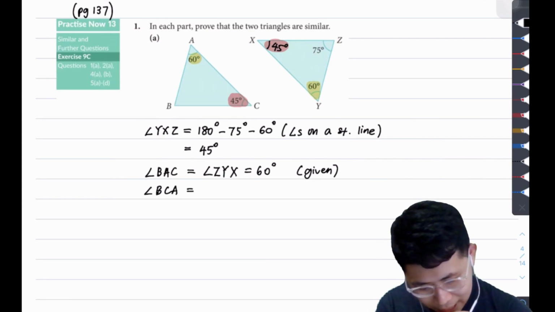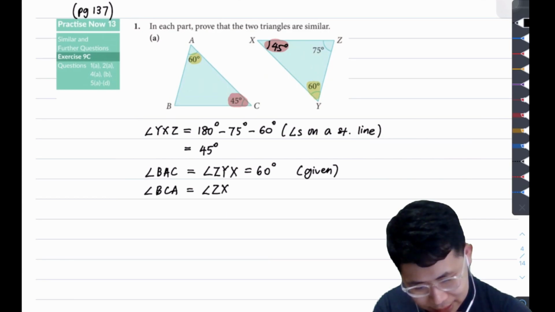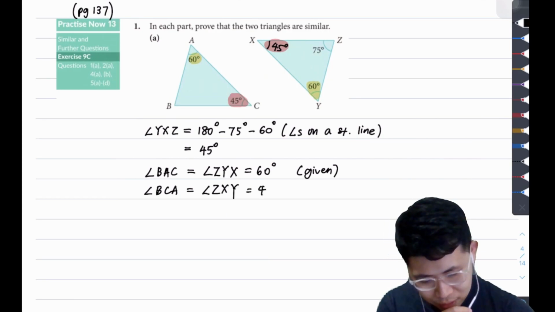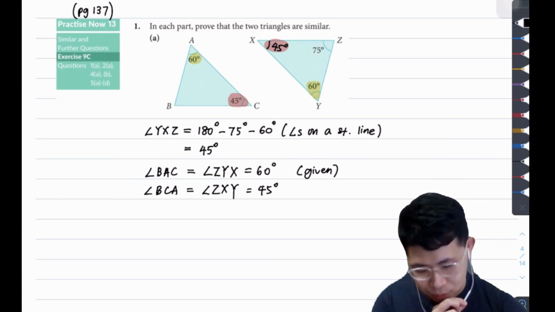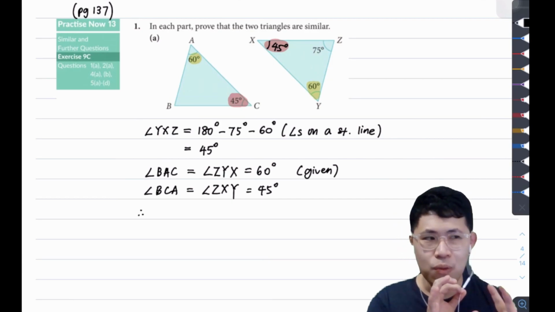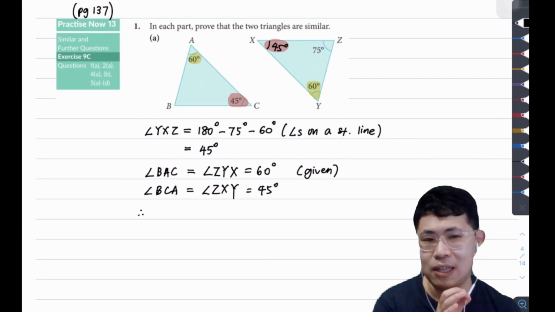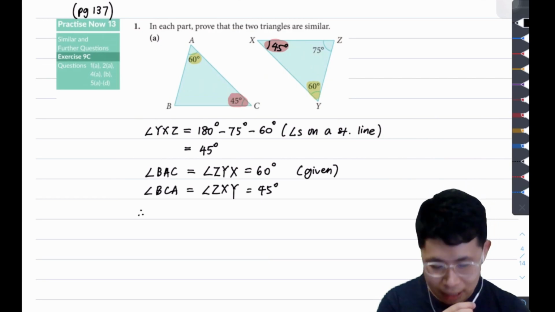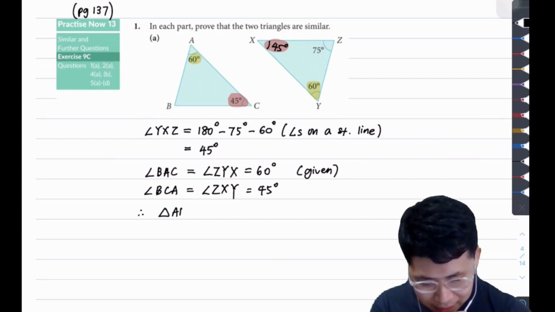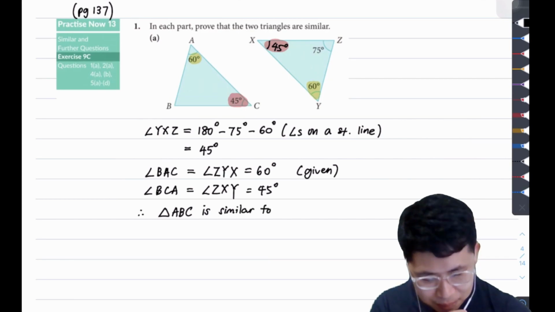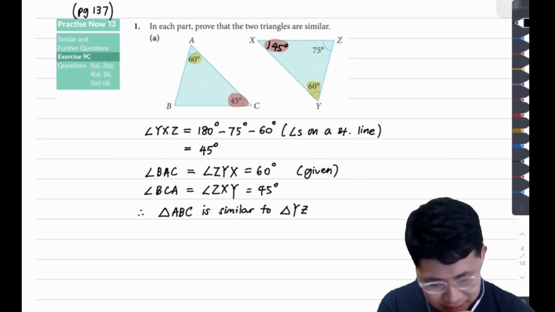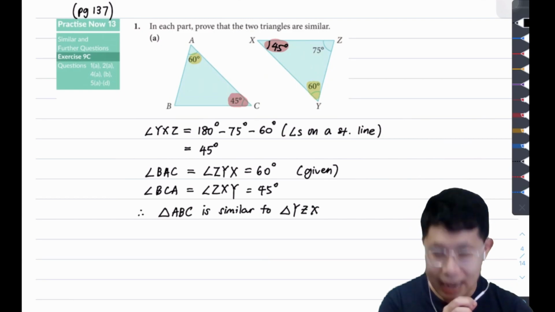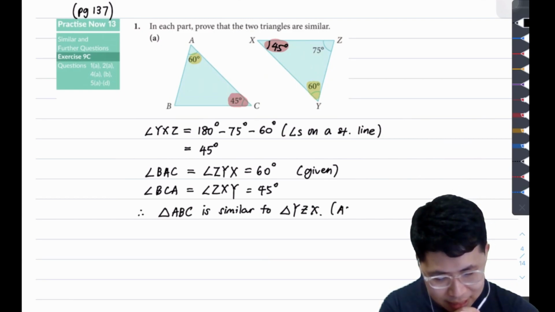It's going to be equals to angle ZXY. Right, and this is equals to 45 degrees, and this is what we calculated earlier, so we don't write the given. So we have two angles, which is sufficient to say that. Now for this one, we don't have a symbol for similarity, so usually we will need to write the whole thing out. So we have triangle ABC is similar to, okay, let's match the vertex. So A and Y, B will match with Z, C will match with X. So triangle YZX. And the reason for their similarity is AA.